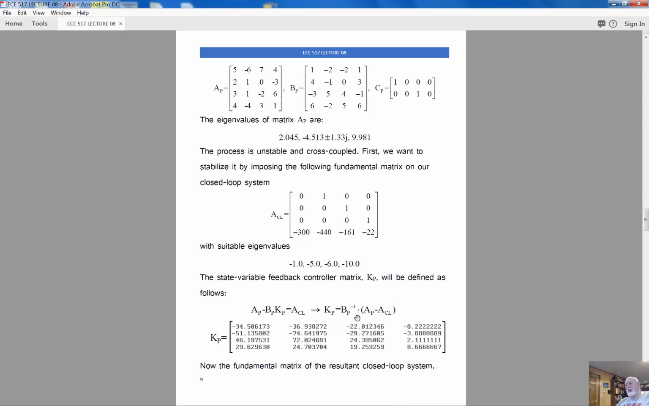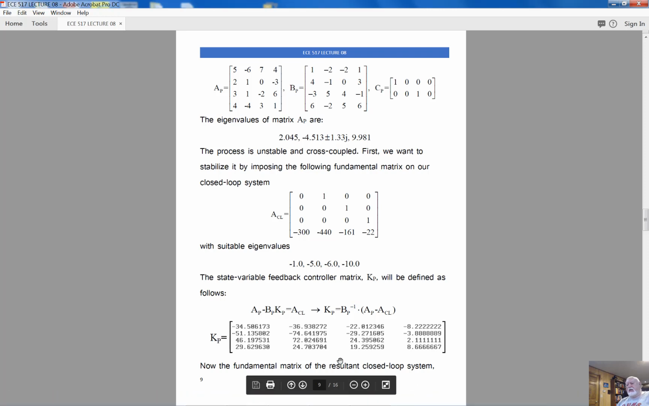Now, matrix BP is a 4 by 4 matrix. It has to be inverted. Matrix AP and matrix A closed loop are 4 by 4 matrices. So, from the computational point of view, it's a quite elaborate task. Therefore, it was done using a computer. And this is the matrix KP defined by the computer tool. And I printed it out.